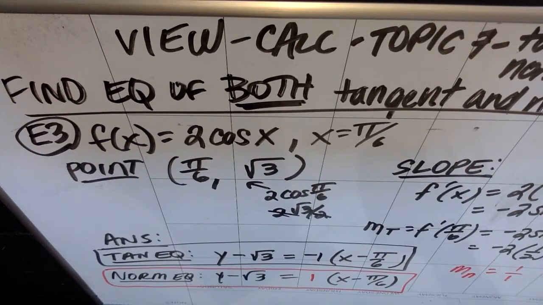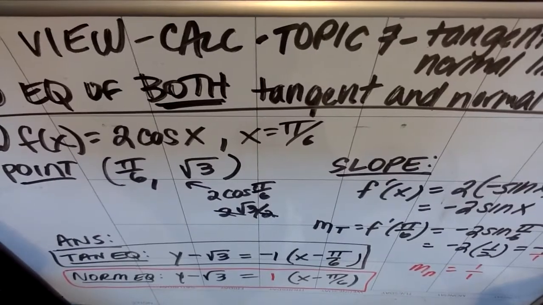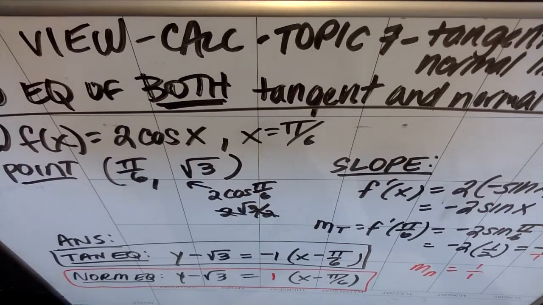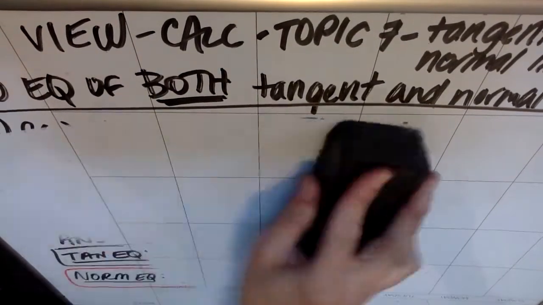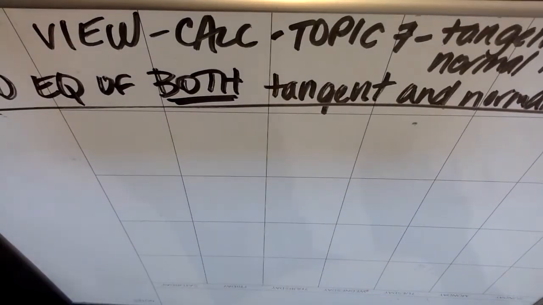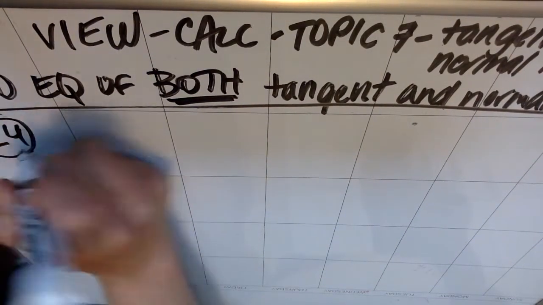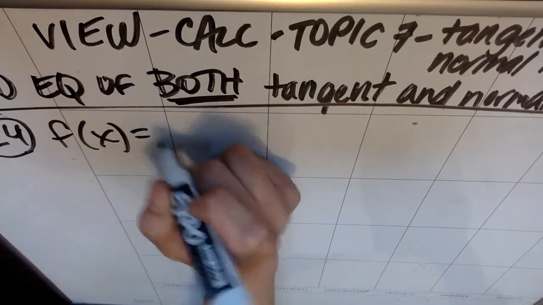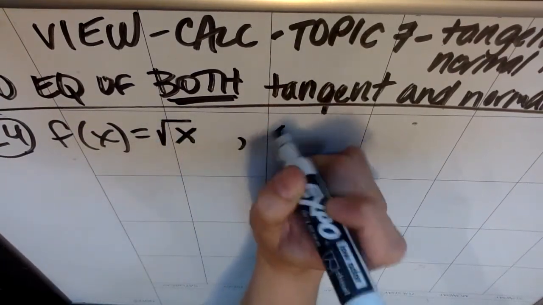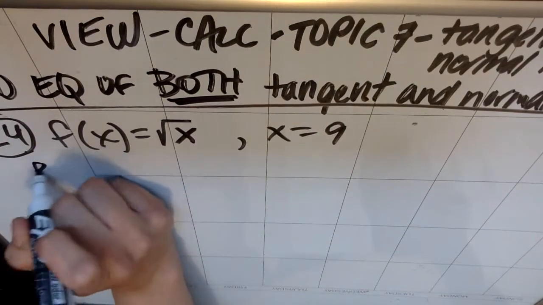All right, let's do our example 4, and then after we're done with example 4, you can try your 4 practice problems. Example 4, same idea, except our f of x is the square root of x, and we're doing this at x equals 9.